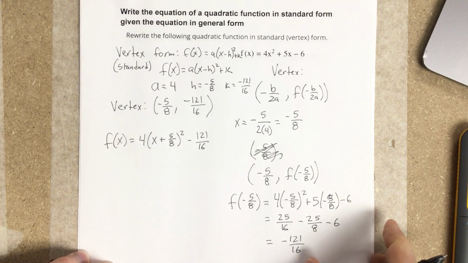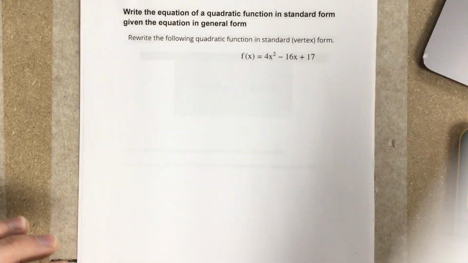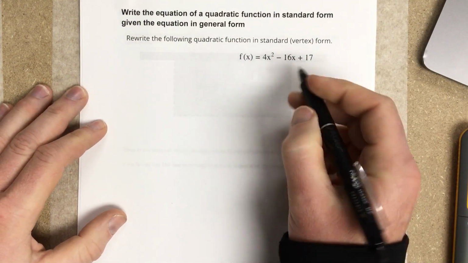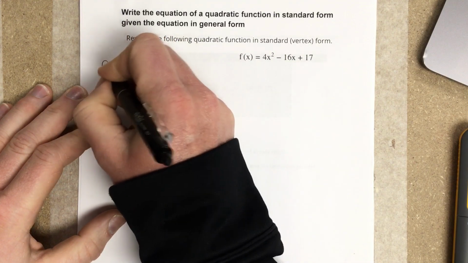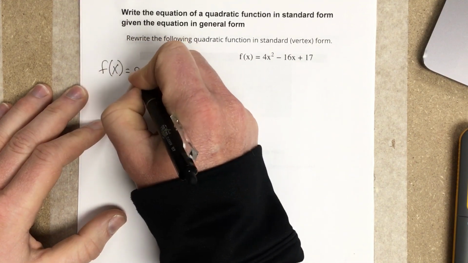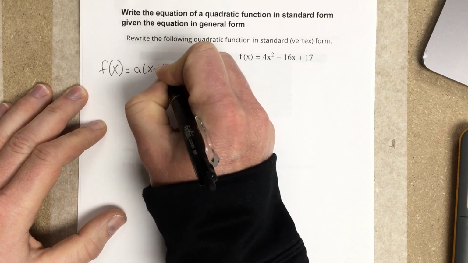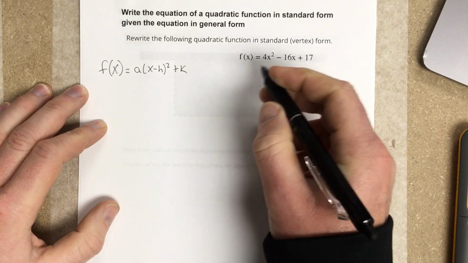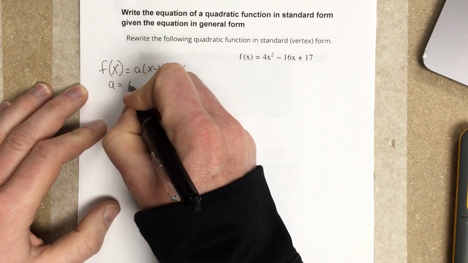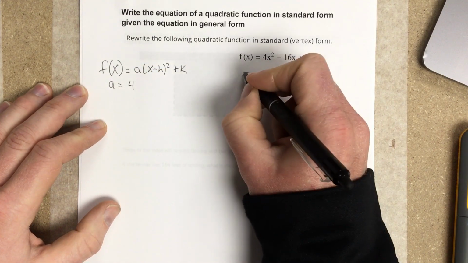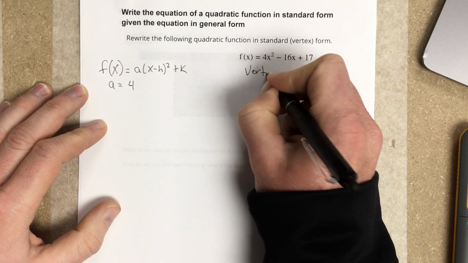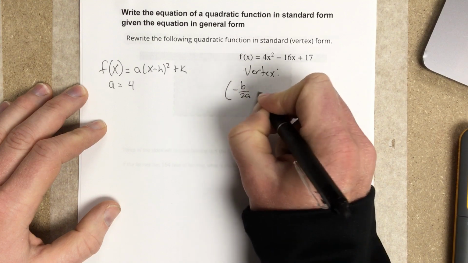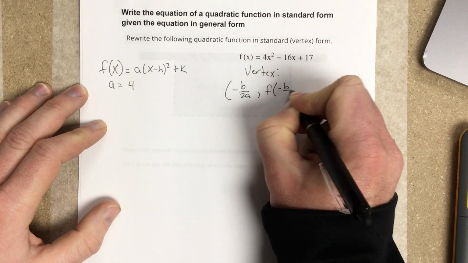Let's do a second example. So again, we know that we're trying to get this form, which is vertex form, a(x minus h) squared plus k. We know a is equal to 4. Now I need to find the vertex. So to find the vertex, again, I'm going to use negative b over 2a, comma, f of negative b over 2a.